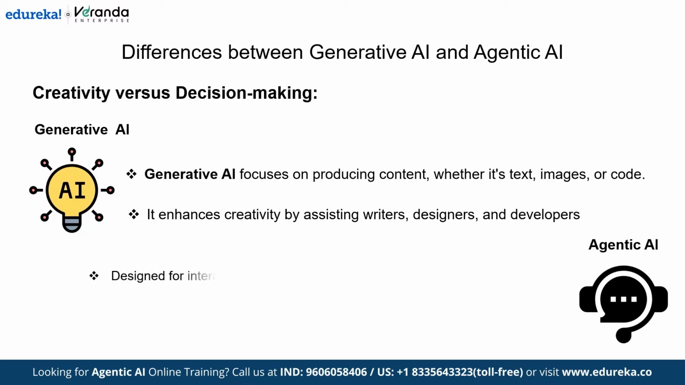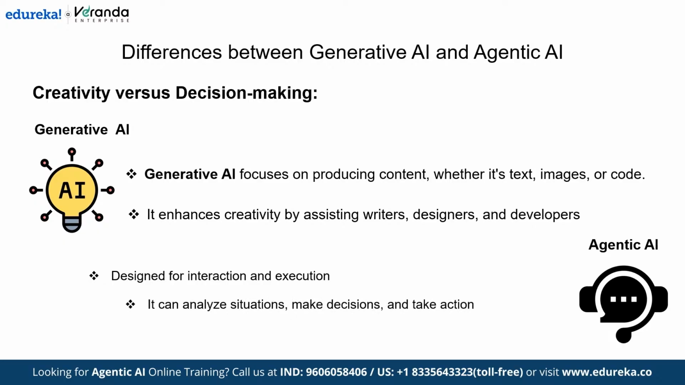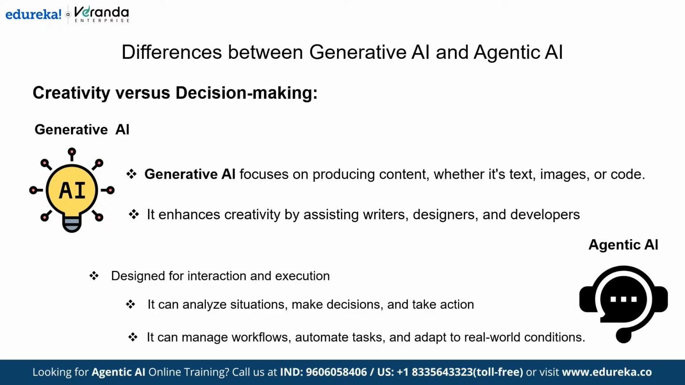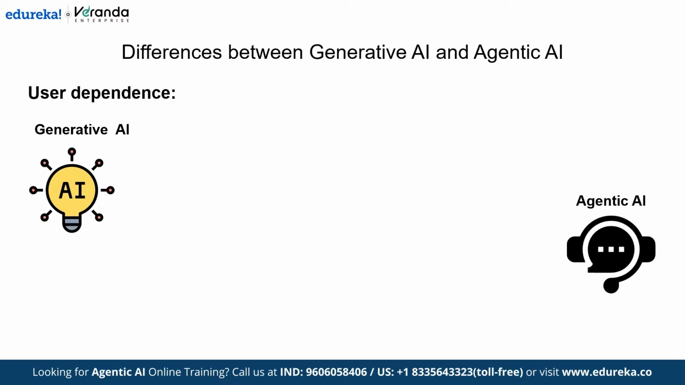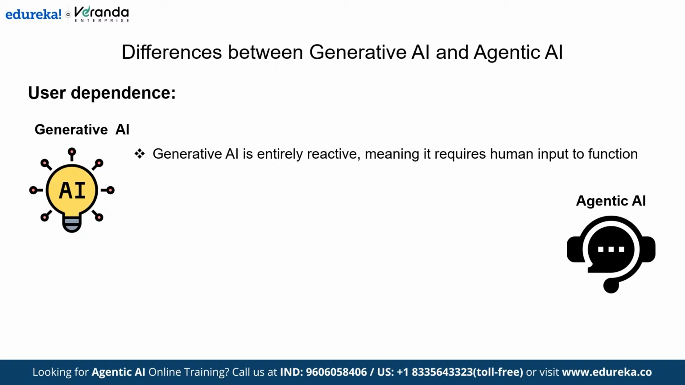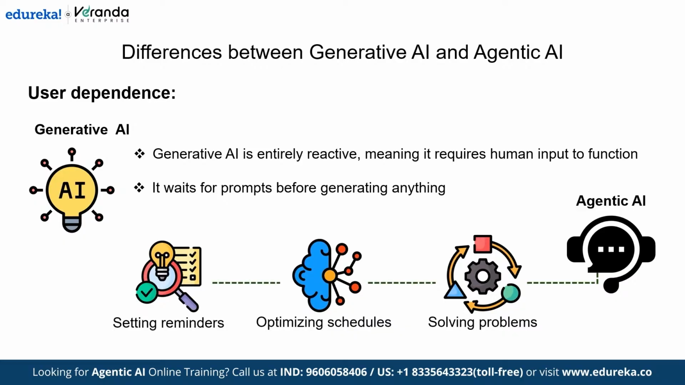Agentic AI, on the other hand, is designed for interaction and execution. Instead of just generating responses, it can analyze situations, make decisions, and take actions. While it may not create content like generative AI, it can manage workflows, automate tasks, and adapt to real-world conditions. Another key difference is user dependency. Generative AI is entirely reactive, meaning it requires human input to function. It waits for prompts before generating anything. In contrast, agentic AI is proactive.